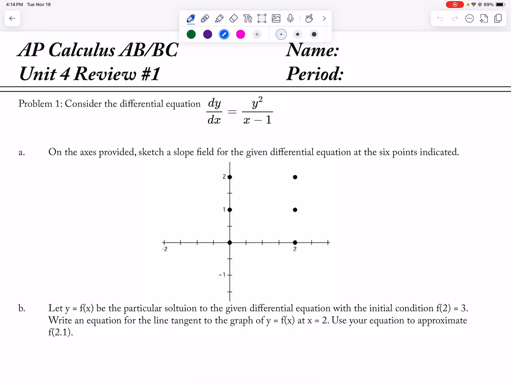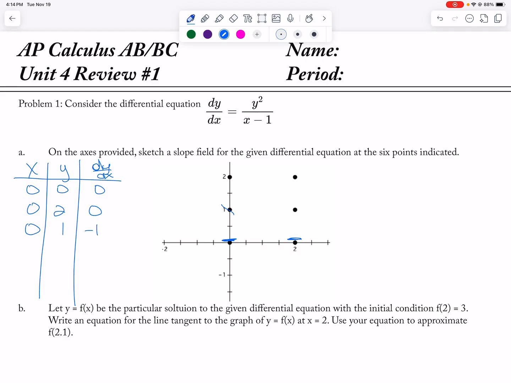Okay, so now I'm going to go ahead and do my slope fields. So when I do x, y, dy/dx, I'm plugging in my coordinate points. So 0, 0, that's going to give me a 0. So I get these. And then I plug in 0, 1, and that's going to give me a negative 1. And then I go 0, 2, and that's going to give me a negative 4.